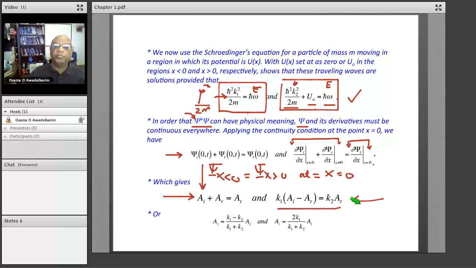So you get some relationships between the amplitudes of the incident, reflected, and transmitted waves. And then you solve all of these. You get the reflected wave amplitude in terms of the incident wave amplitude, and the transmitted wave amplitude in terms of the incident wave amplitude. So then the amplitudes correspond to the intensity of the waves, correspond to the number of particles, if you like.